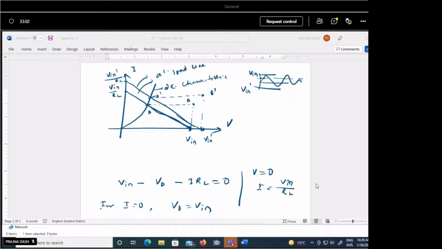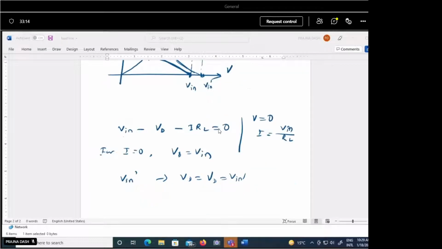The resistance is the same. And the 1 by RL is the same, that is, the slope of the graph is the same.